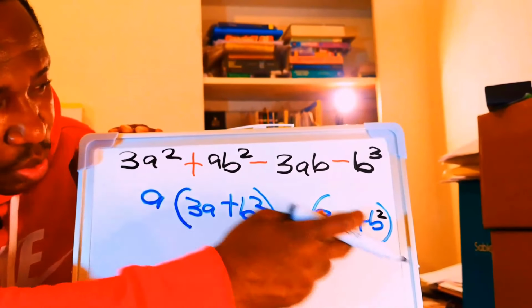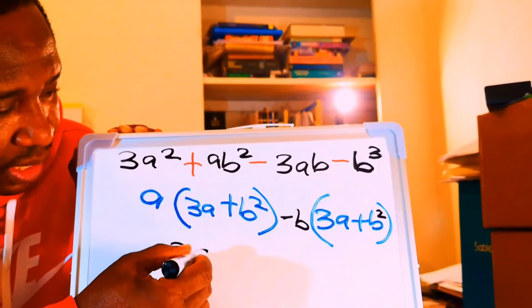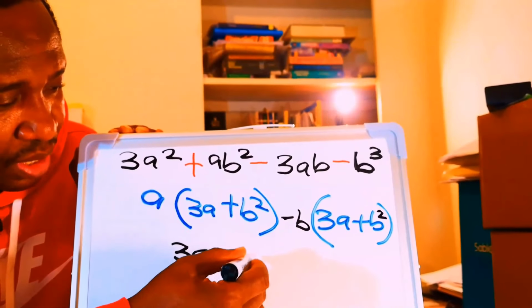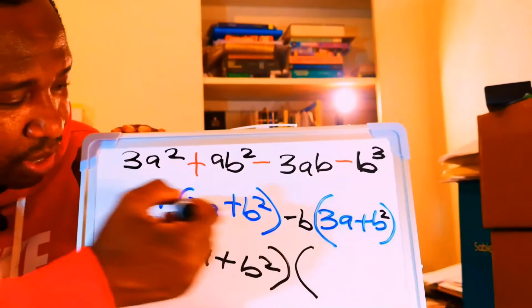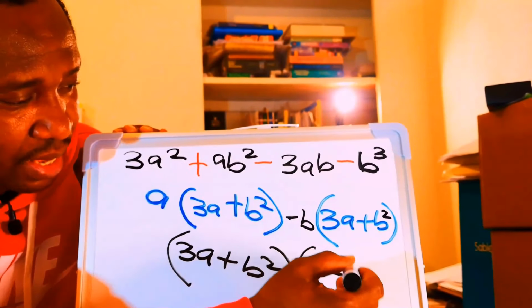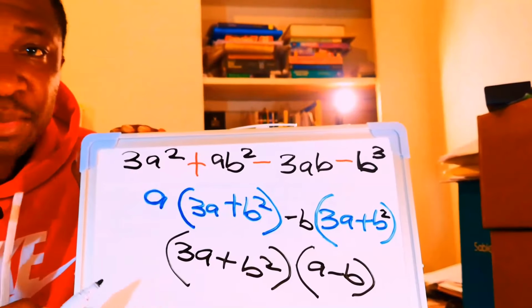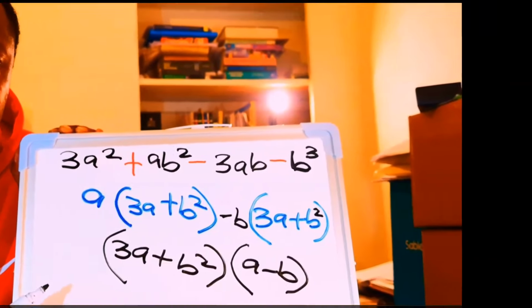And I will take one of these brackets, which is 3a plus b squared. I will put it in brackets. Then I will now take what is outside, which is a minus b, and this becomes our answer.